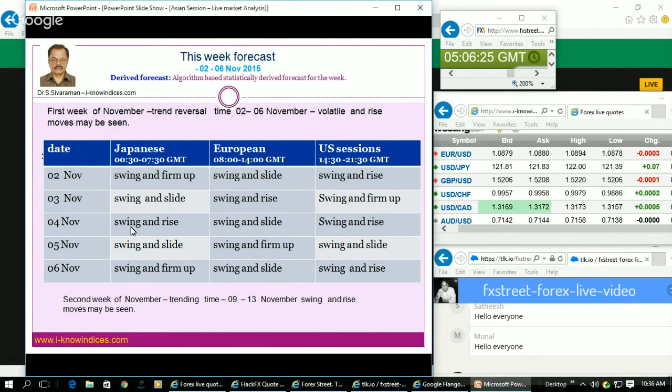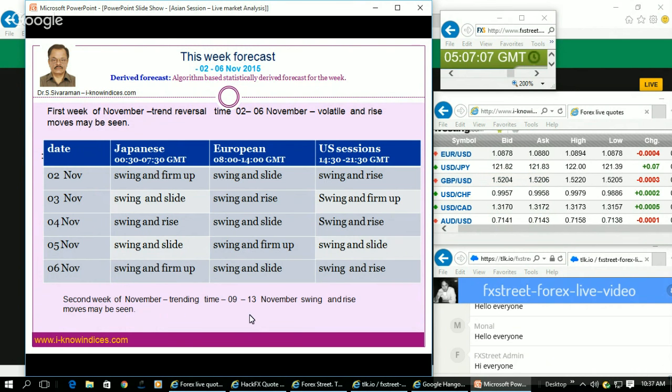Also yesterday, for the BOE interest rate decision, GBP quickly made an upward move to 1.54, and after that announcement it started making a swing and slide move during the US session. So now GBP has come to 1.52 from the 1.54 level, but GBP Euro has already made the slide from 1.11 to 1.0850 and above.